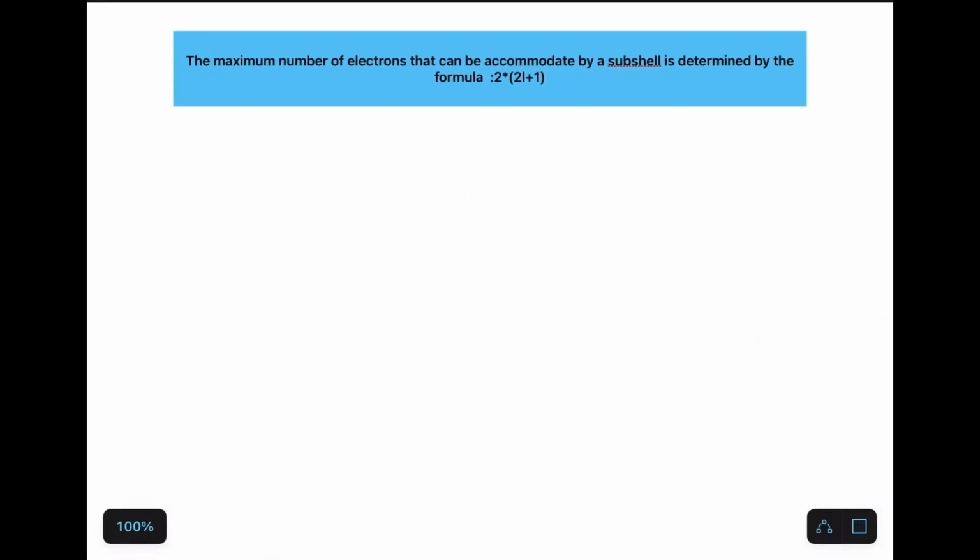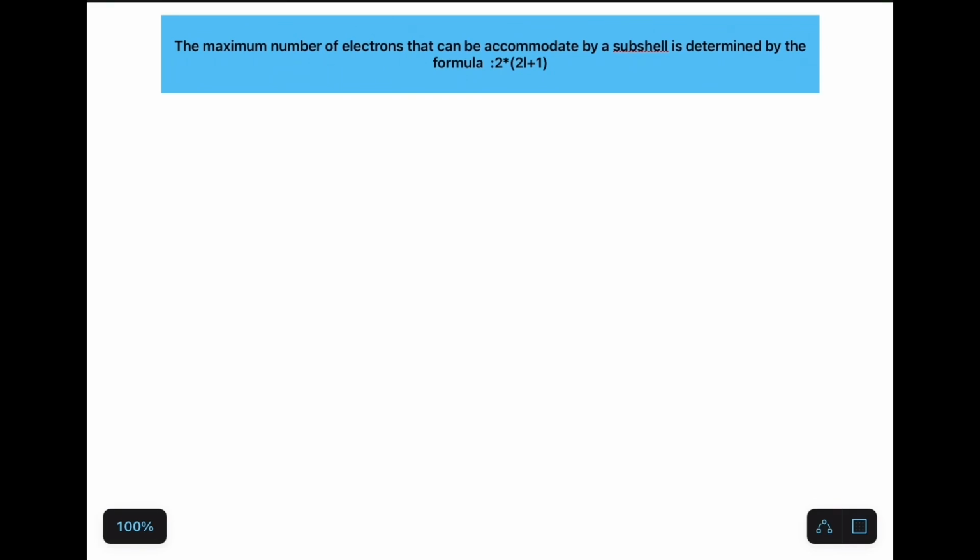Now the question is, how many electrons can one subcell accommodate? The number of electrons that can be held by one subcell is determined by a formula, 2 into (2L plus 1), where L is the azimuthal quantum number. And friends, you all know that each subcell has its own azimuthal quantum number. So from this, how will we determine the number of electrons in each subcell? Let me show you.